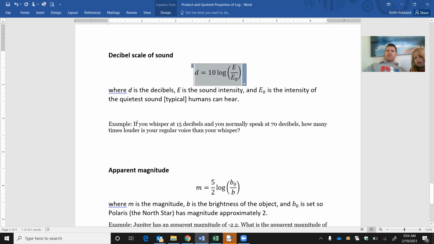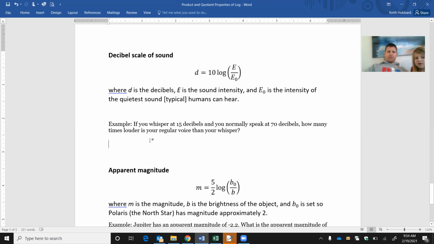If you whisper at 15 decibels, and normally you speak at 70 decibels, say something normal. Normal. How many times louder is your regular voice than your whisper?